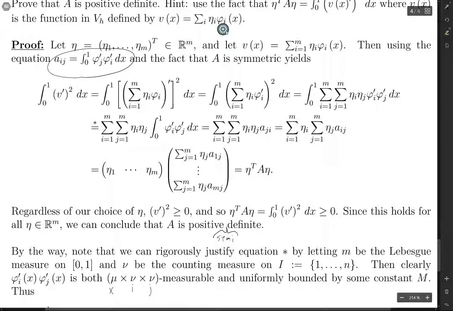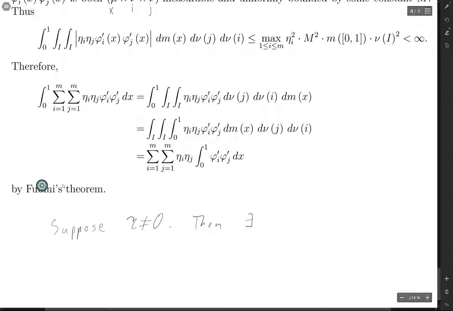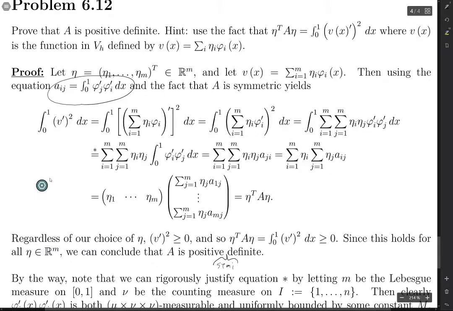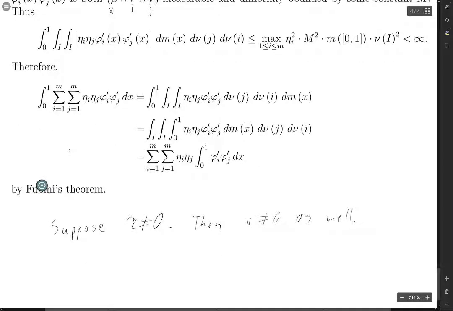So if we look at this v, if eta is non-zero, then v is non-zero, because eta will contain some non-zero index, and that will be part of this sum here. Then v is not equal to 0 as well. But we end up taking v prime. Okay, so how do we do that?